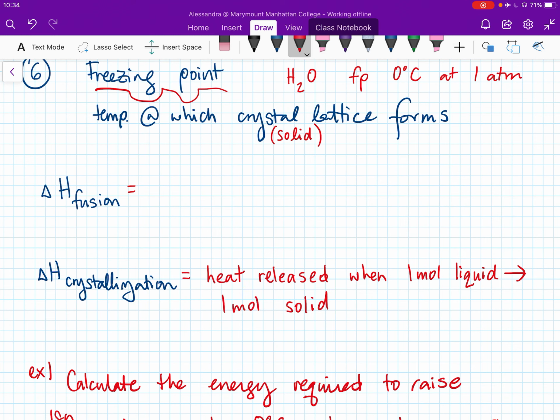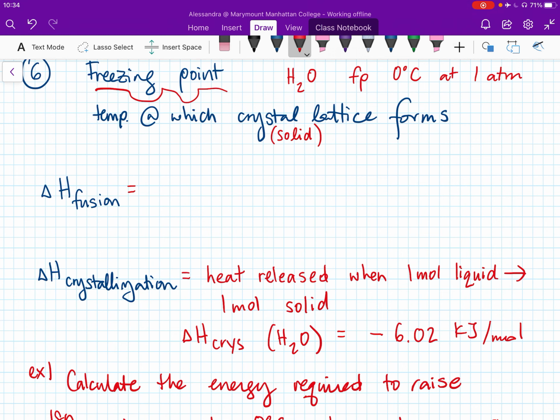Okay, it's a molar quantity, and it varies by compound. So the heat of crystallization of water, for instance, just to give you an example, is negative 6.02 kilojoules per mole. That negative is important. This is an exothermic property. Okay, when we go from a liquid to a solid, heat gets released.